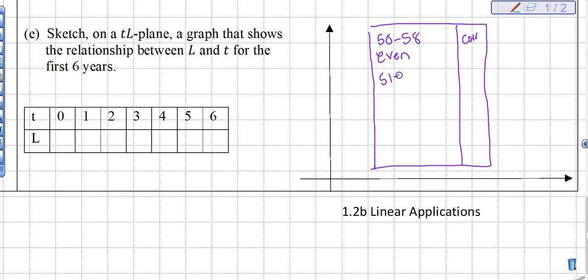Again, you can do anything 51 to 57. You can pick 2 odds to do for extra credit. This is due tomorrow. Okay, so you have the rest of the period to work on that.